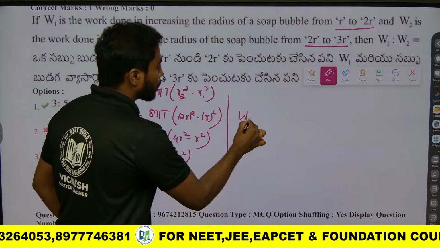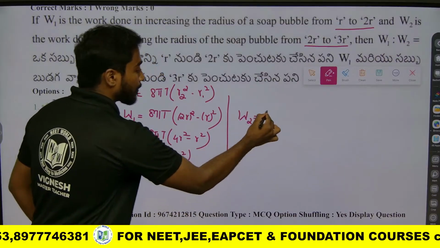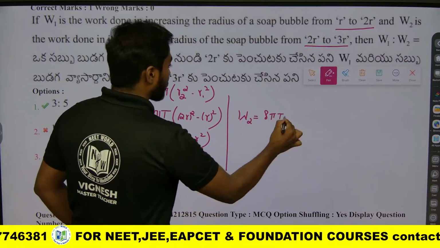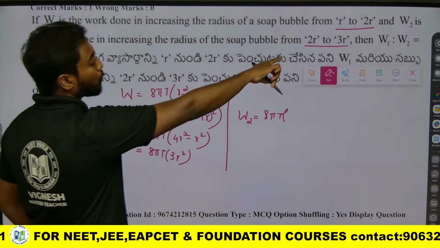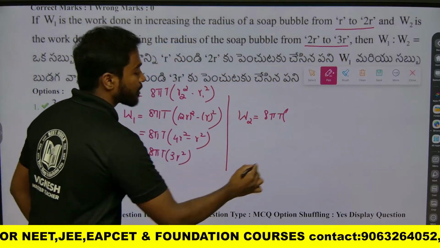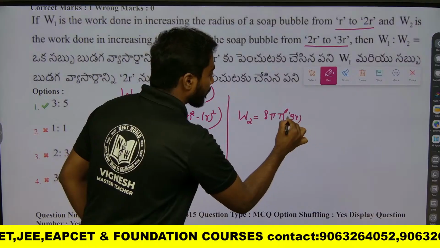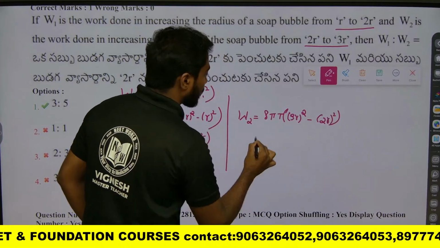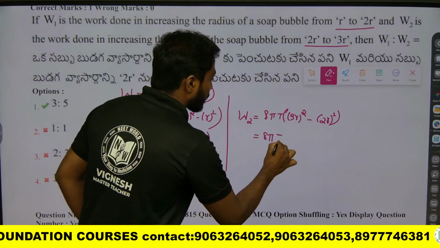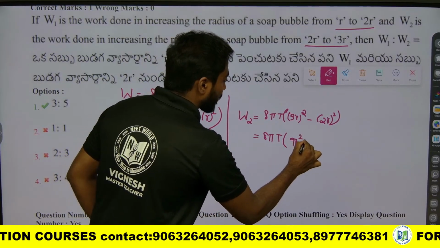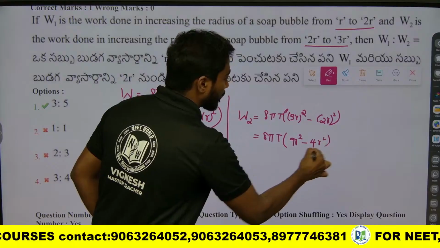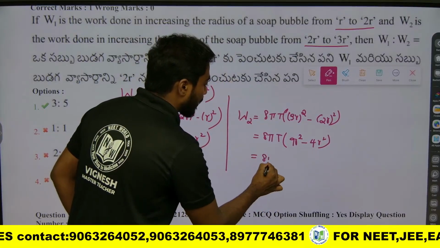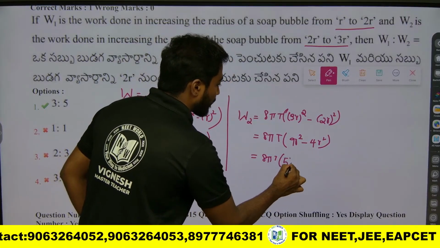So work done 2. Similarly, 8 pi T into, like, 2R to 3R, the radius has been increased. So the final radius is 3R, the whole square, minus the initial radius 2R square. So 8 pi T into 9R square minus 4R square, which is nothing but 8 pi T 5R square.